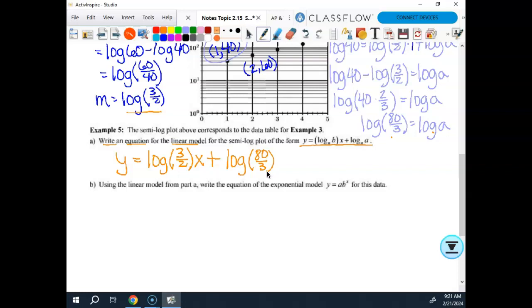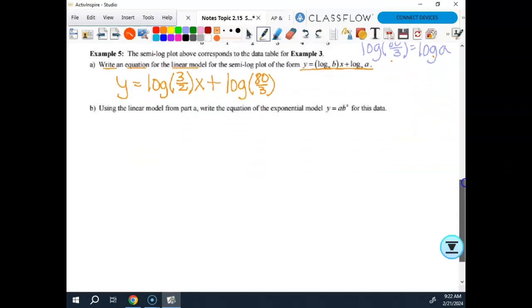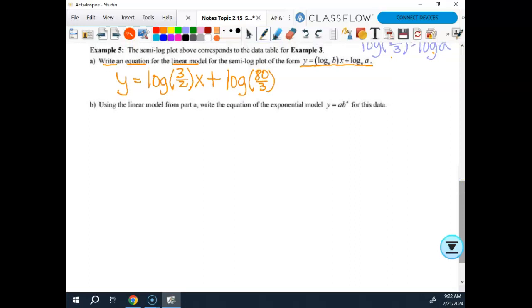Does it look weird? Yes. Does it look like it's way more difficult than other stuff? Yes. But if you look at what we did, it's just got a bunch of the word log in it, and we had to use a log property. No biggie. So now here, it says from the linear model in part A, that's that right there, write the equation of the exponential model in this form.